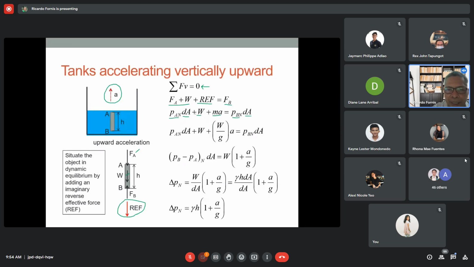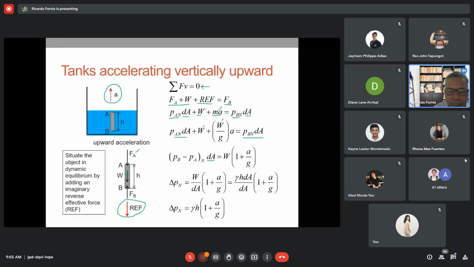This time you cannot cancel out the dA because there is no dA for here and here. But we can combine this and that. So we have now PB minus PA. We factor out the common term, dA. Then we factor out W. We get W times 1 plus A over G.